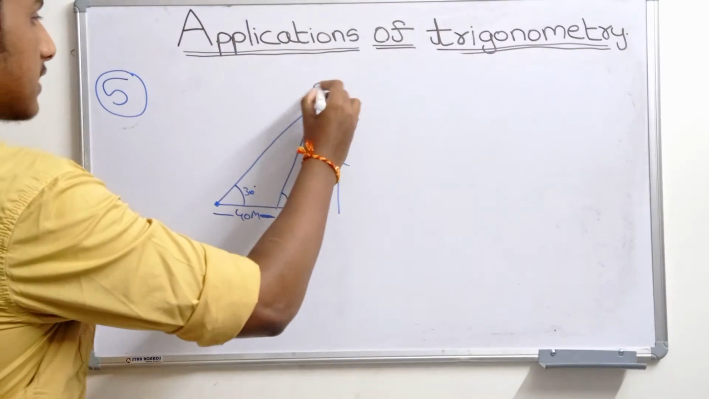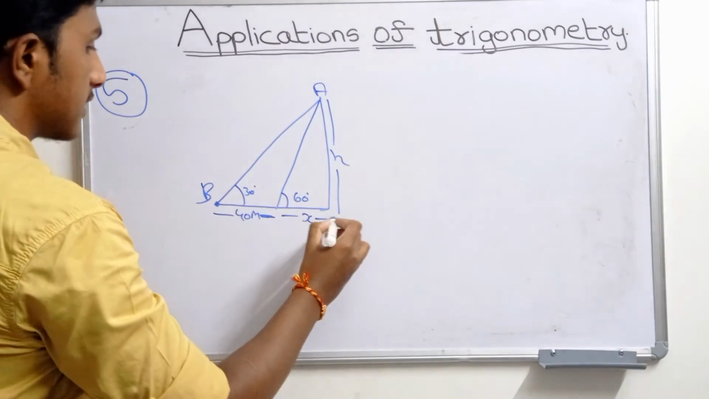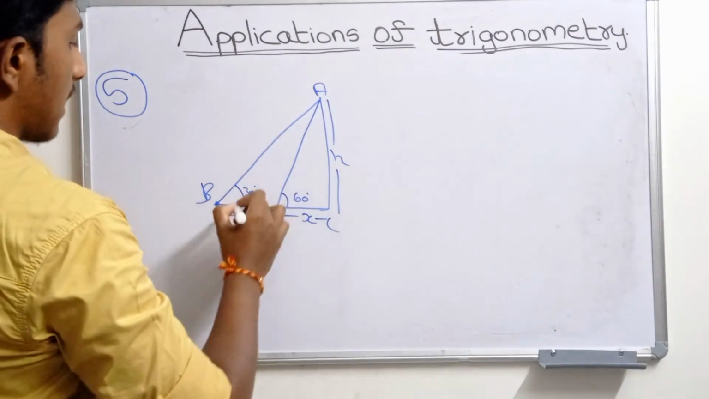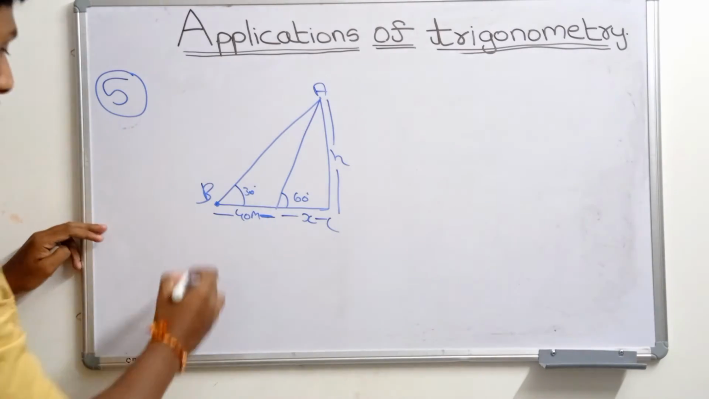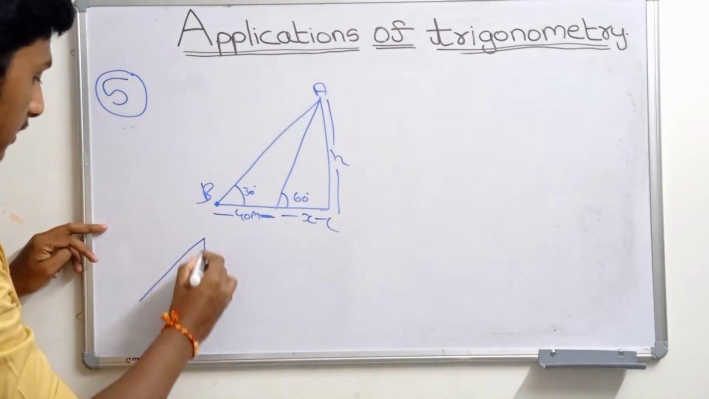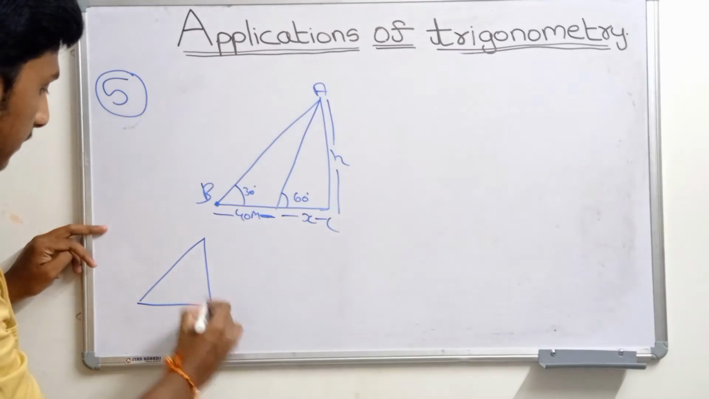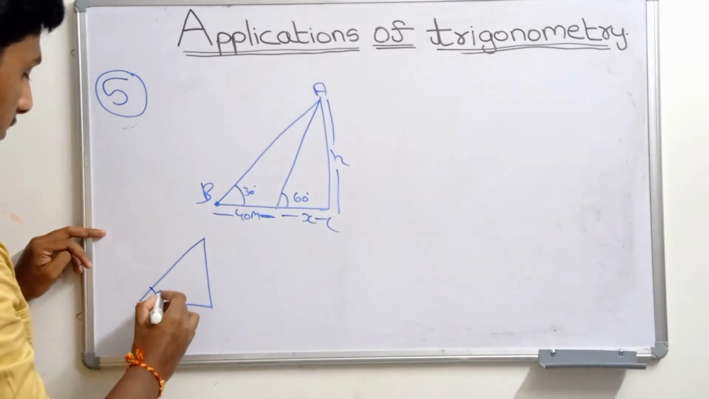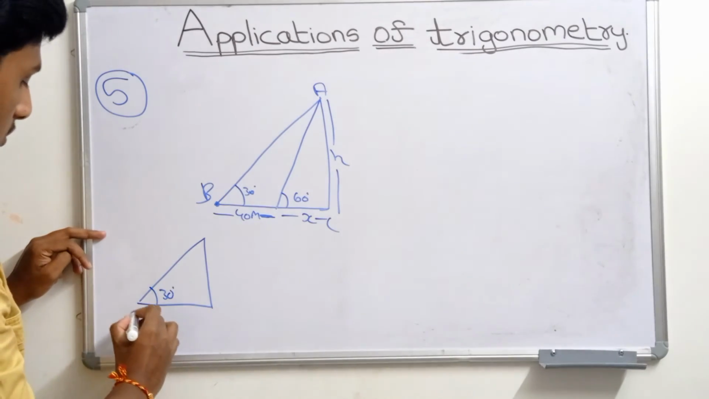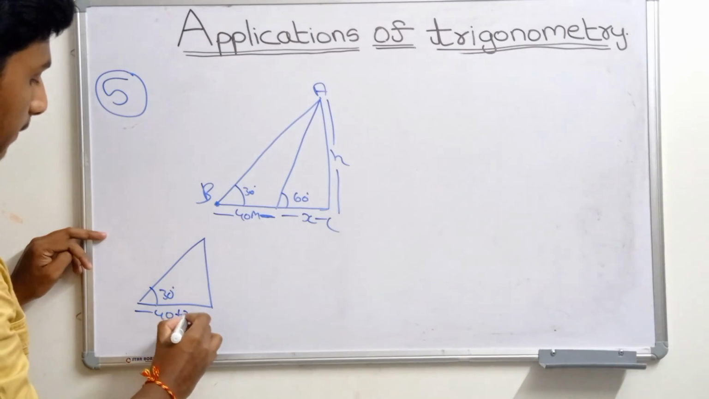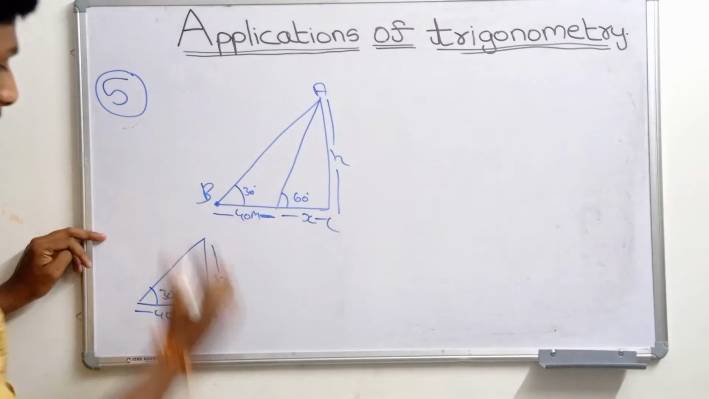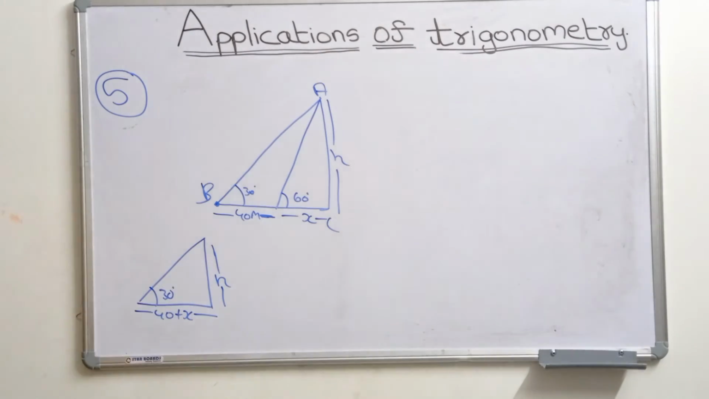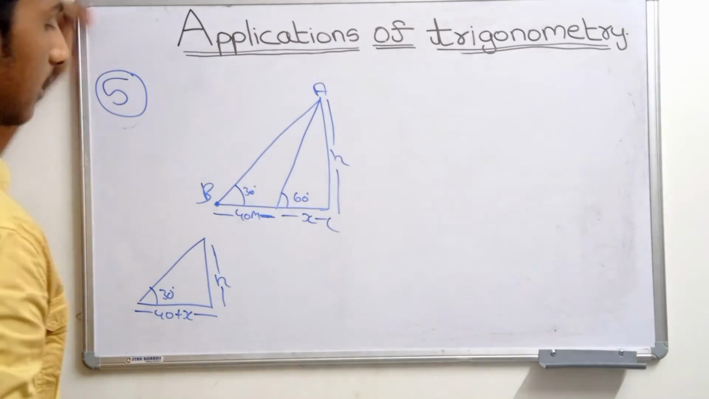So I am marking this as A, this as B, and this as C. First I am taking this triangle, guys, the 30 degrees triangle. So the 30 degrees triangle will be of this type. This is 30 degrees, right? So this will be 40 plus x meters, and we have to find the height of the tower. So we have opposite and we have adjacent.